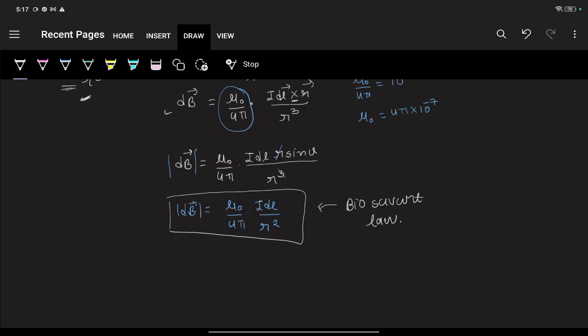Here, what is mu? We just wrote that mu 0 is equal to 4 pi into 10 raised to minus 7. But what is it called? Mu naught is called the permeability of free space.